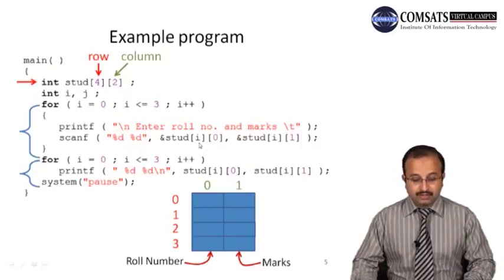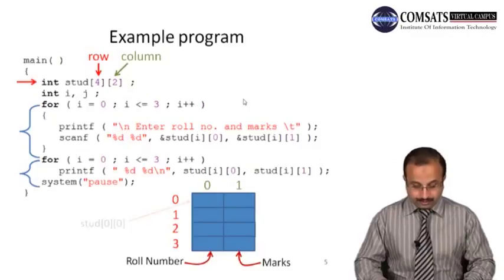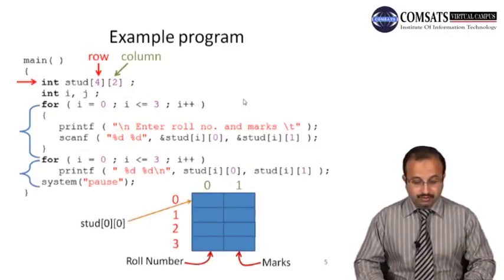So initially the value of i is 0. So 0, 0 means that this element, right? So this element is 0, 0, when the value of i is 0, and the message will be displayed enter roll number and marks. So you first enter the roll number, and the roll number will be stored at the address STUD[0][0], and that is the address of this element. ये जो element है इसका address है, ठीक है?